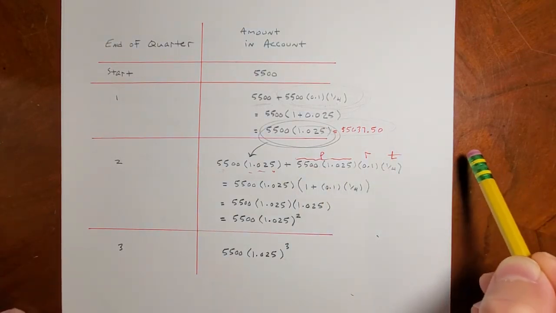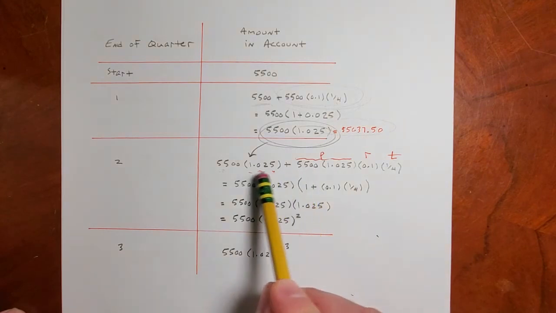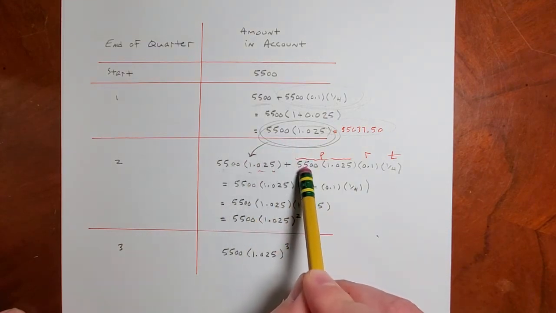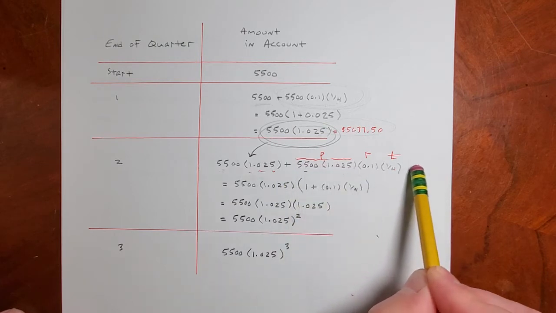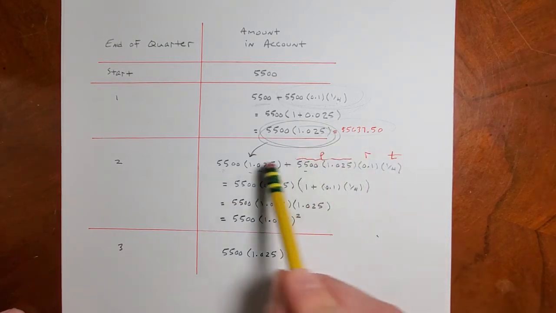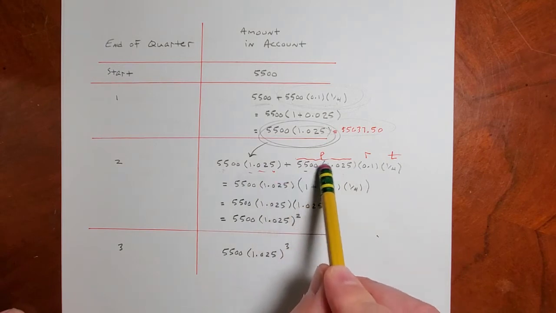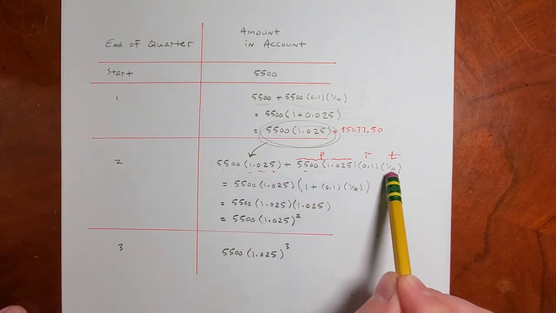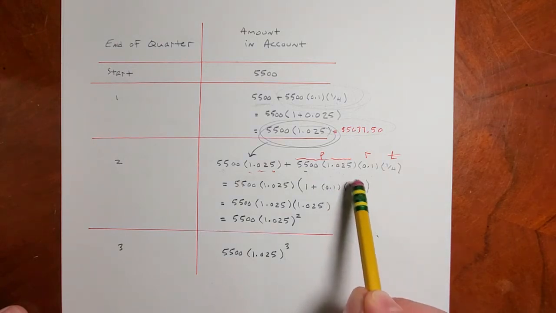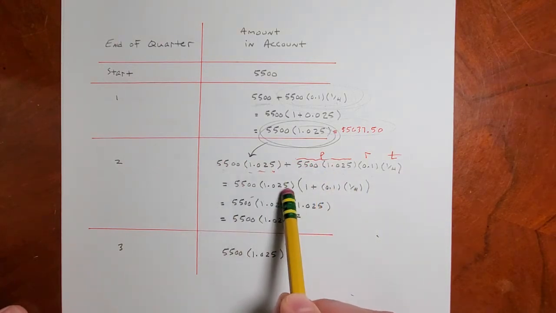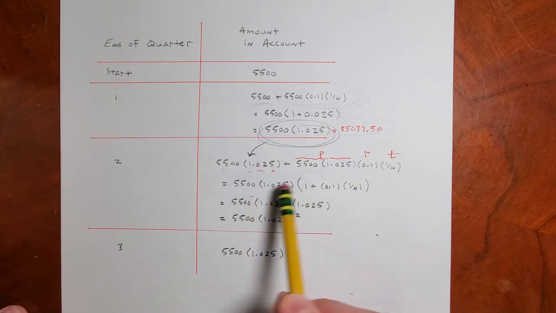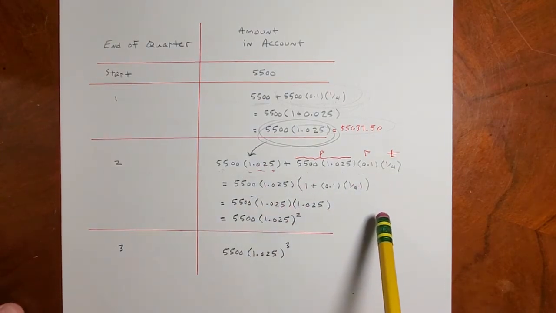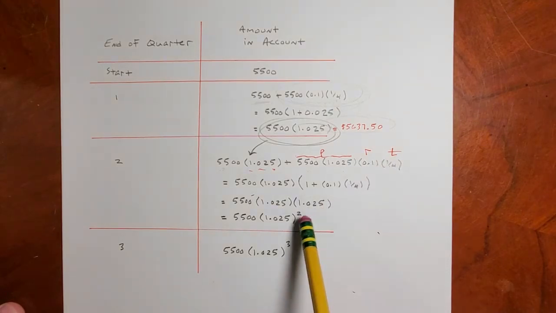Okay? All right, so yes, I'm using that larger amount of money that I had at the end of the first quarter to calculate the next quarter of interest. All right, now here I do lots of calculations in algebra. 0.1 times 1/4, that's factor out the 5,500, factor out the 1.025, right? Factoring. This is all just algebra, even though it looks complicated. But I'll get to that.